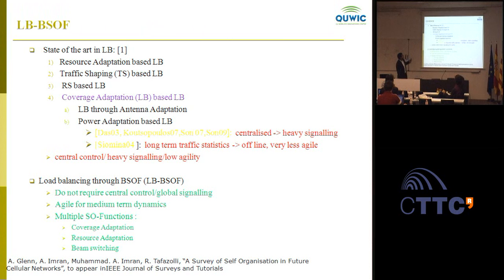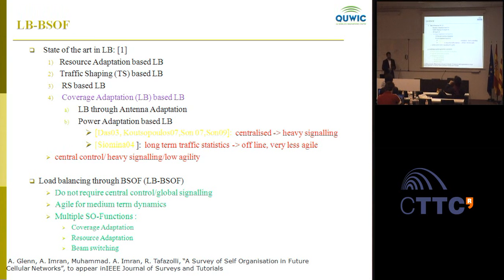So resource adaptation based load balancing means you allocate more resources to the cells which are overloaded by borrowing, for example, channel borrowing coming from classic GSM systems to UMTS and then maybe LTE. And traffic shaping means you adapt your call admission parameters such that you don't accept more calls in the cell which is already overloaded, or you trigger artificial or enforced handovers from the overloaded cells to other cells.